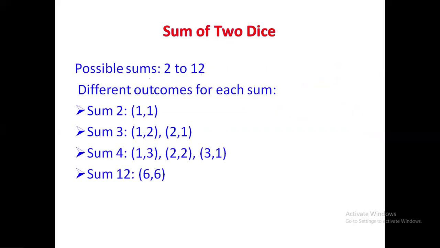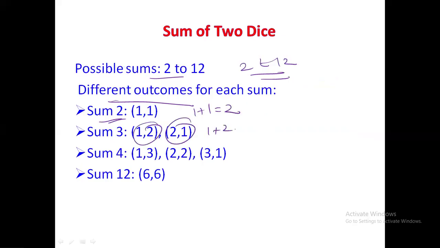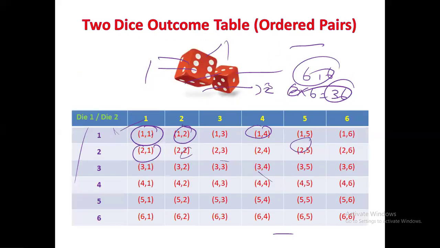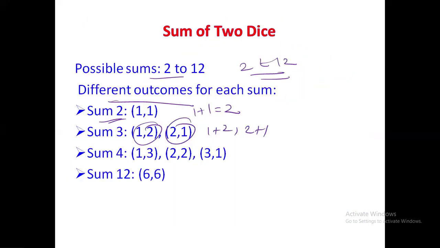The possible sums are 2 to 12. This is the example, the sum of two dice, with different outcomes for each sum. If you get 1 comma 1 and add, the sum is 2. Sum 3 means there may be two options, 1 plus 2 or 2 plus 1. If you look into the table, you can find this out. From this table we can calculate n number of problems. Out of 36 combinations, sum 4 may be 1 comma 3, 2 comma 2, 3 comma 1.